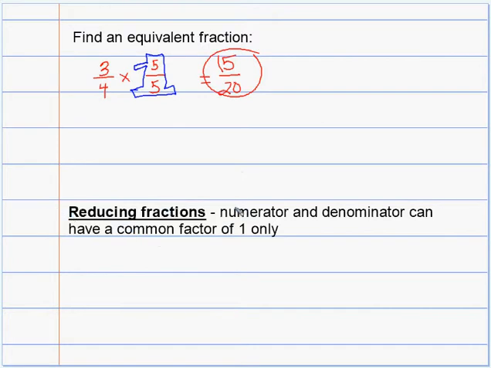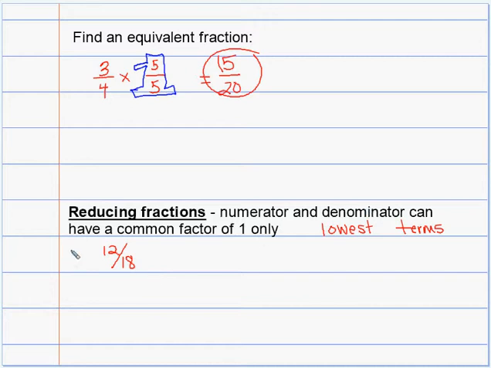Now when you reduce fractions, your numerator and denominator can have a common factor of 1 only. Okay, so when we do that, when we reduce them, we write the fractions in lowest terms. Okay, so the numerator is a term and the denominator is a term, and we want them to be the lowest that they can be. So if we were to reduce, let's say, 12/18, we need to figure out what factors 12 and 18 have in common.